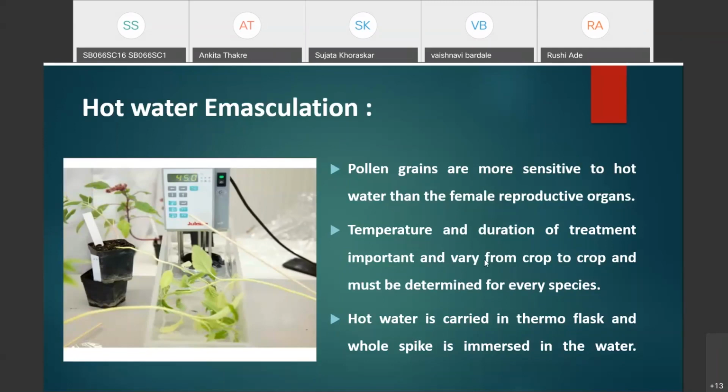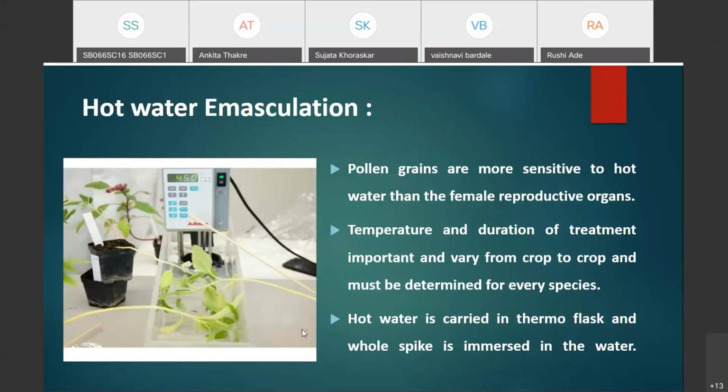Okay, in this treatment you can see the hot water is carried in the thermos flask, and the whole spike, the male flowers or the anthers, the whole spike is immersed in the water.